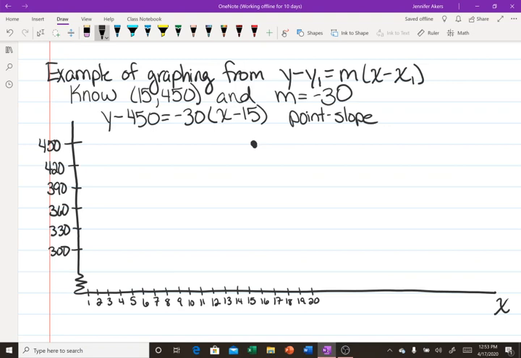Then my slope of negative 30 means I'm going to drop 30. So from 450, I'm going to take away 30 and get 420. Then I'm going to run 1 and get 16. Then I'm going to drop 30 again and run 1. Drop 30 again, run 1. I'm going to graph this line. So point-slope form allows me to graph from a point that's meaningful when the y-intercept might not be meaningful.